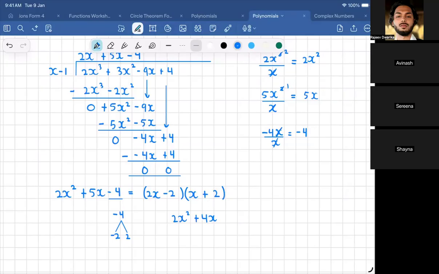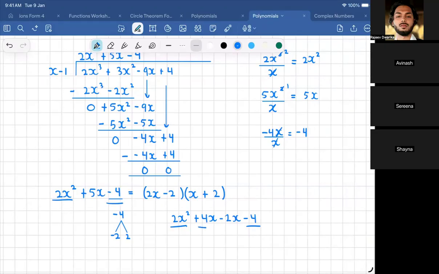Then you do the minus 2 by x, which is minus 2x. Right? Minus 2x. And then what? Then minus 2 by 2, which is minus 4. Okay. So we gain back the 2x squared and we gain back the negative 4. But are we getting back the 5x?